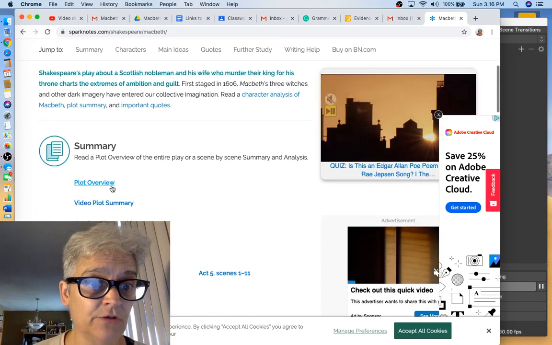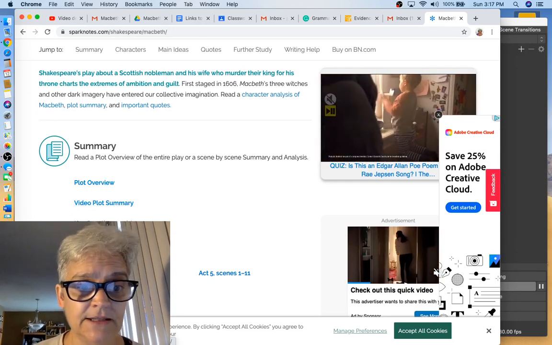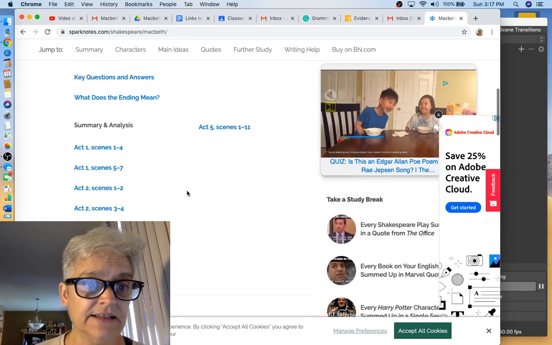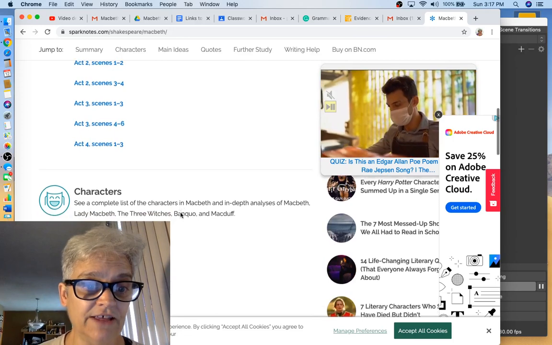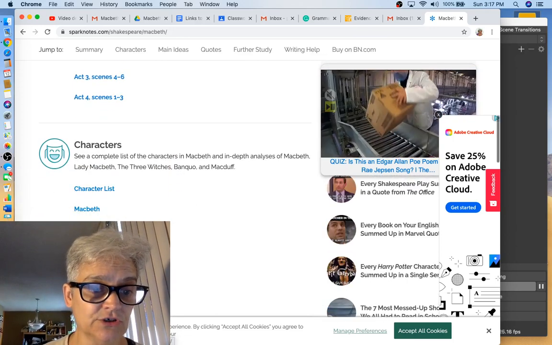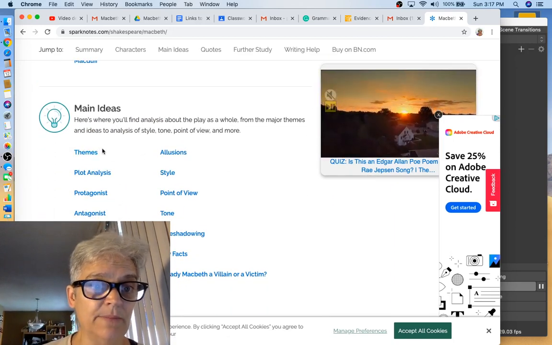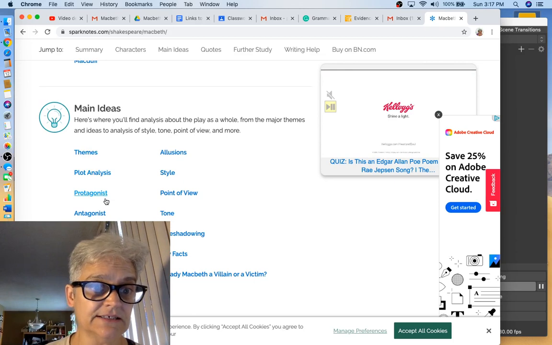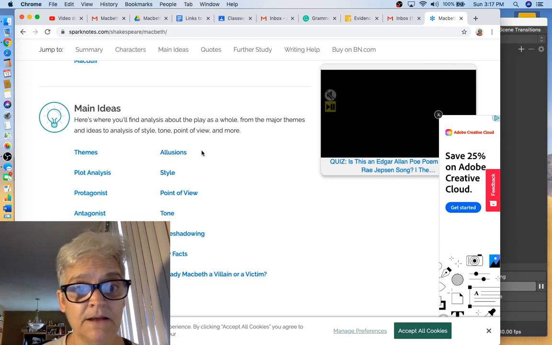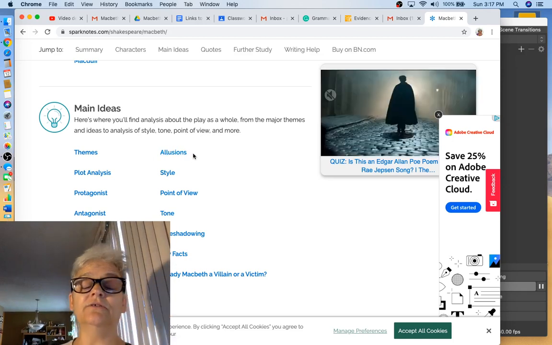They provide a plot overview. They offer up a video plot summary. They have key questions and answers. They talk about the meaning of the ending. They have summary and analysis for all of the acts and scenes. They give you your character list and character analysis. And they also offer up main ideas, themes, plot analysis, protagonist, antagonist, setting, motifs and symbols, different allusions, because one of the things with Shakespeare is all of the allusions he makes.